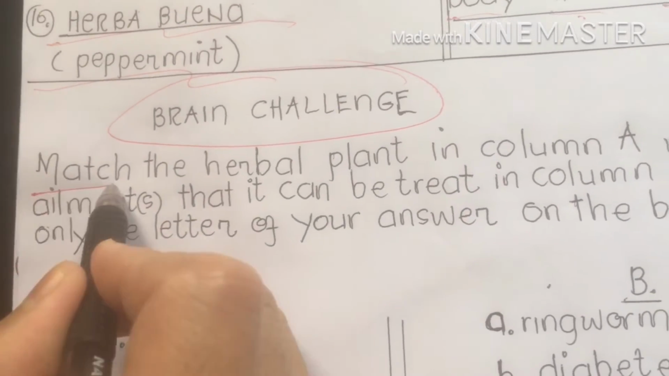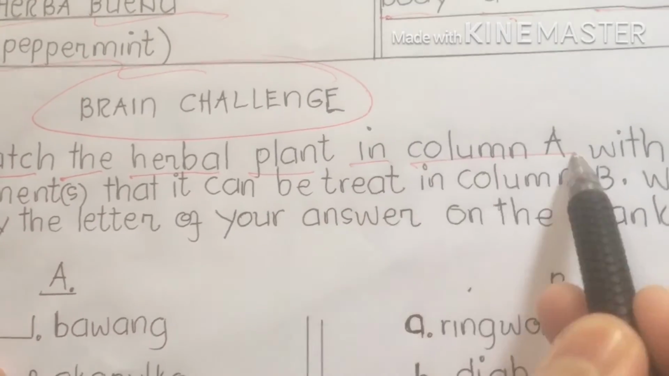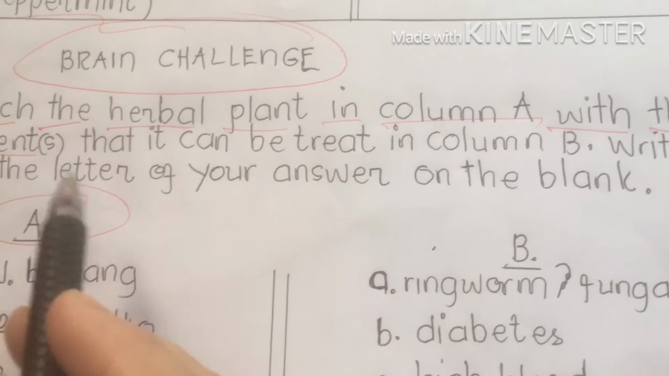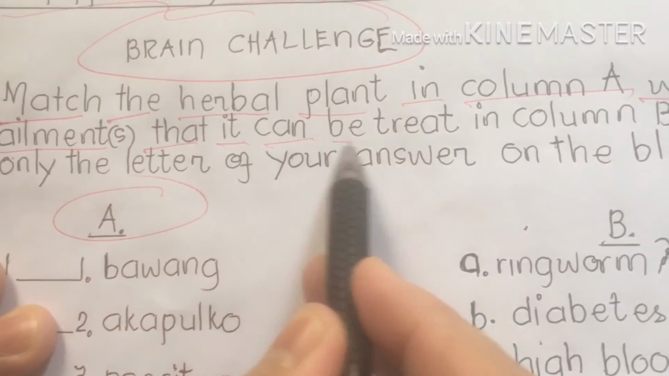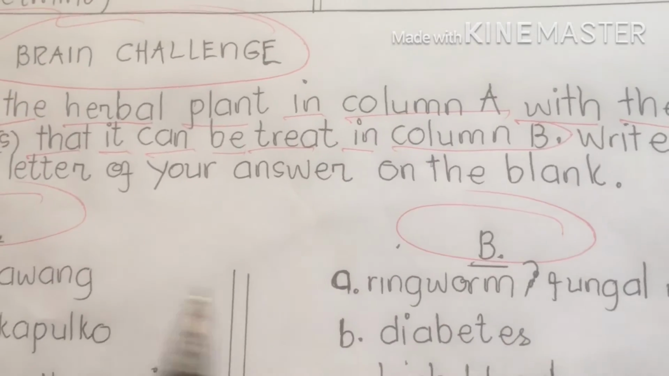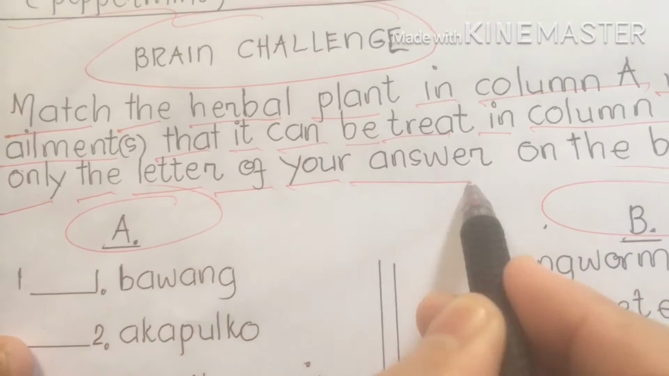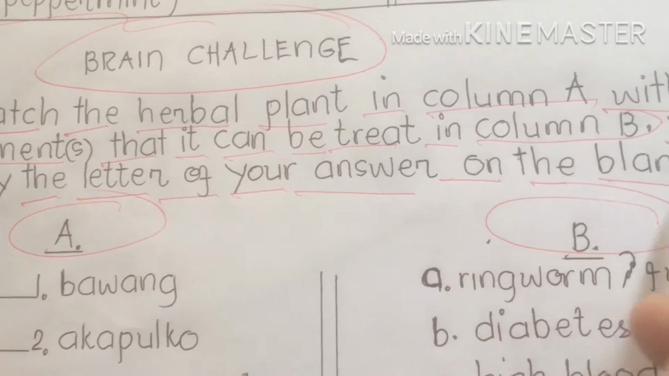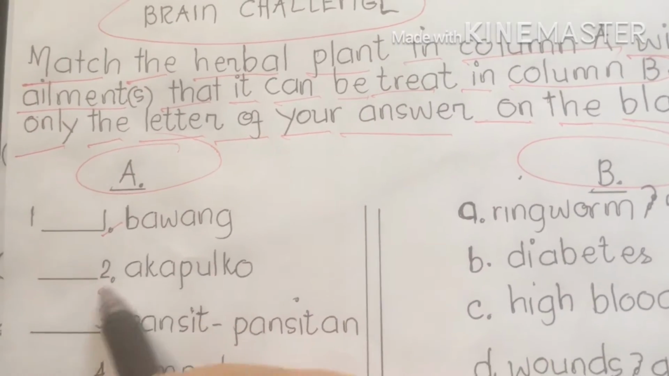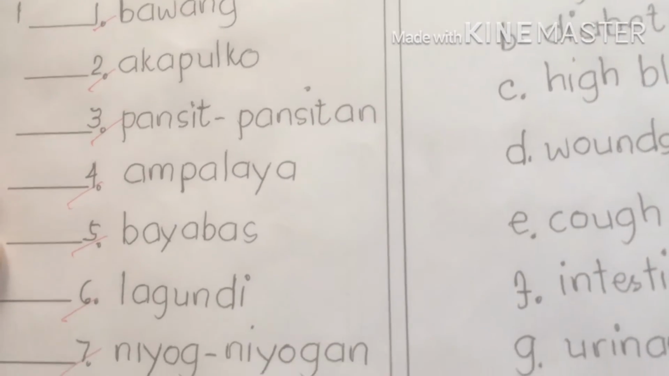Direction says, match the herbal plant in column A with the ailment that it can treat in column B. We're going to write only the letter of your answer on the blank. So we have here the different blanks: 1, 2, 3, 4, 5, 6, 7, 8.